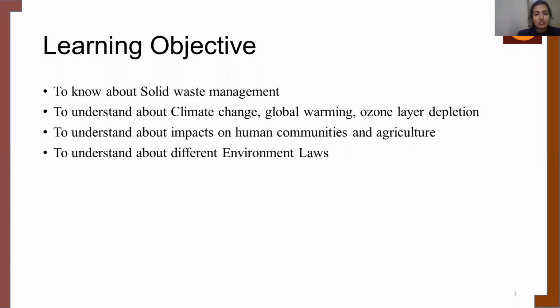The learning objectives of this session are to know about solid waste management, to understand about climate change, global warming, and also to understand the impacts on human communities and agriculture, as well as to understand about the different environmental laws, water law, air law, and so on.